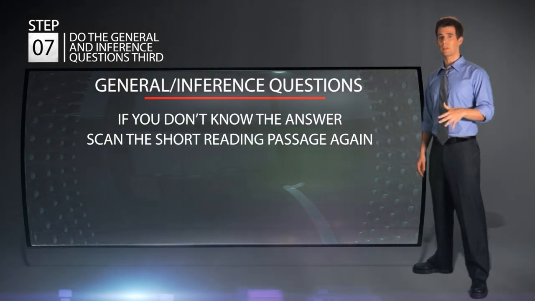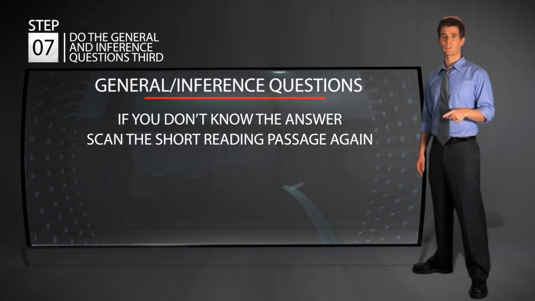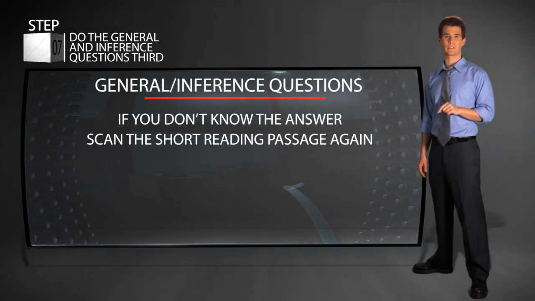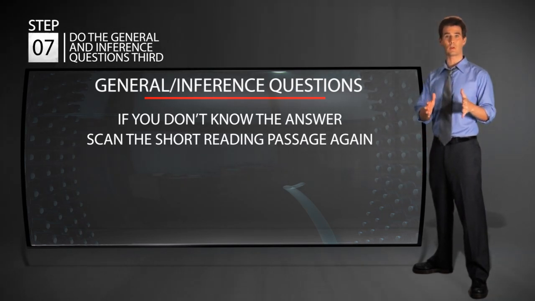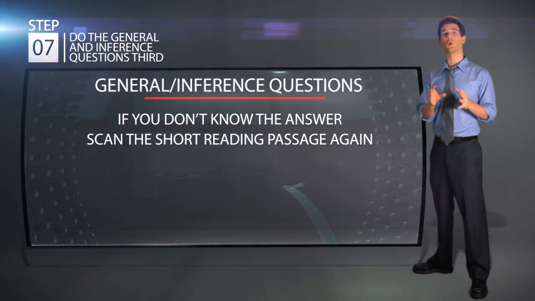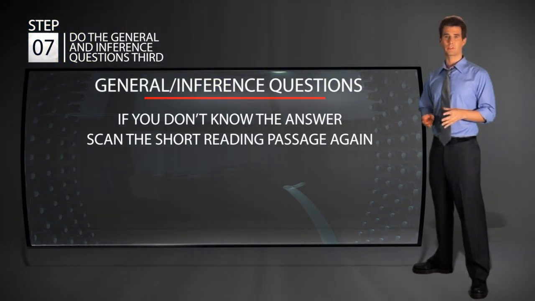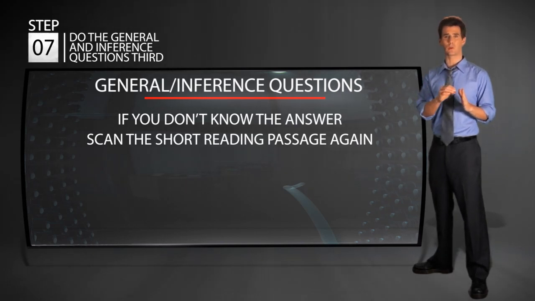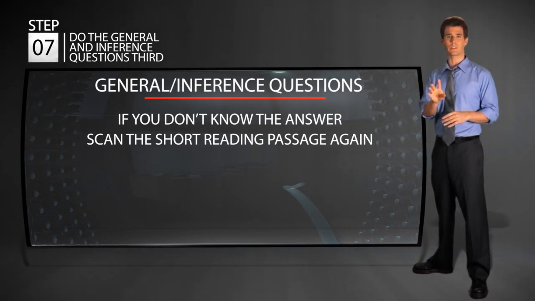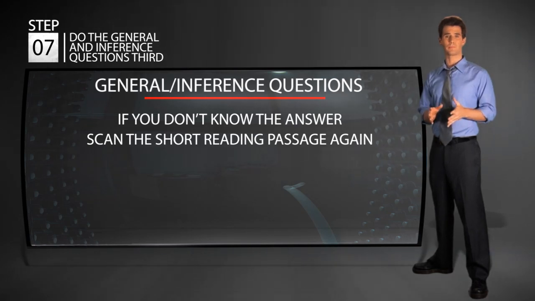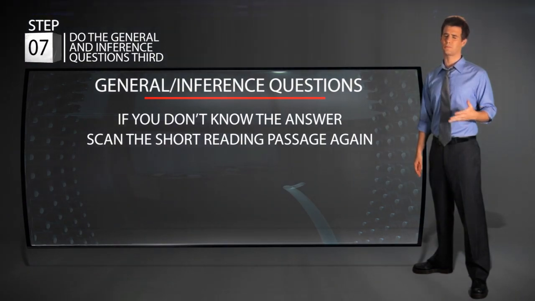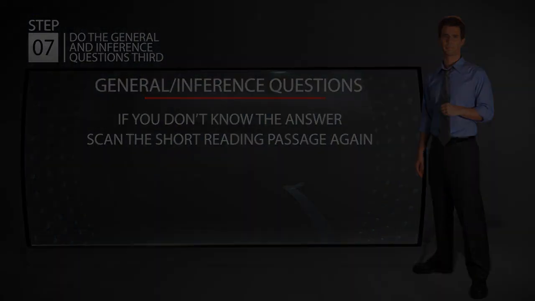Remember, usually for the general and the inference questions, the answer choices will not be stated directly in the short reading passage. They will have the same meaning or similar meaning, but they will be worded differently. So for the detail questions, we can use keywords and the answer choices to search for information in the short reading passage. But with the general and inference questions, we really can't do that. It's much, much more difficult.